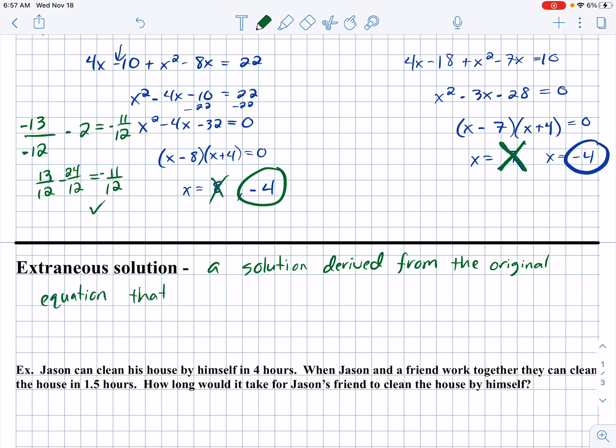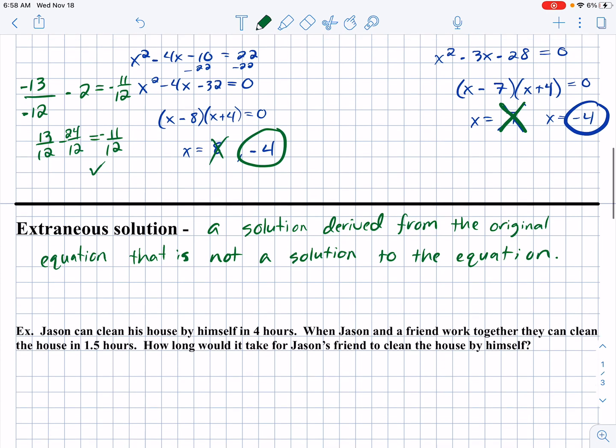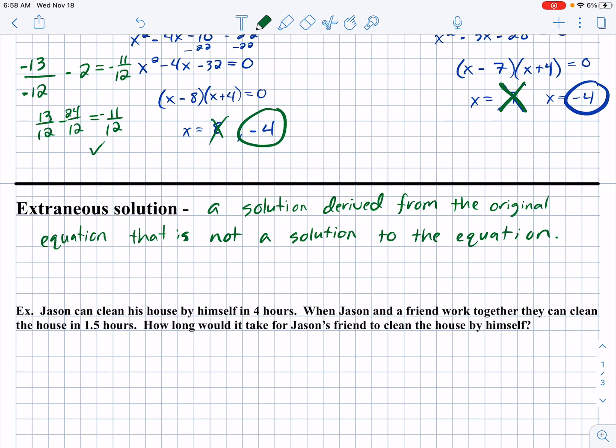that is not a solution to the actual equation. And you saw why, because when you plugged it back in, it made the denominator 0, which makes that rational expression undefined, right? So those are called extraneous solutions.